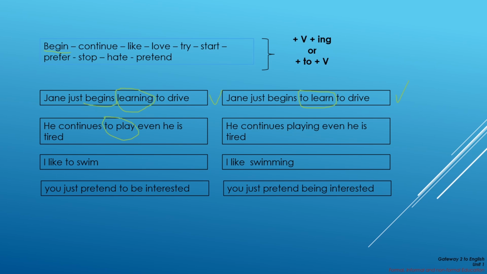The second example, he continues to play even though he is tired. He continues to play. And also we can say he continues playing even though he is tired. The verb continue is followed by the gerund playing. I like to swim, with the to infinitive. I like swimming, with the gerund. You just pretend to be interested. So the verb pretend is used with the full infinitive to be. And also you can say you just pretend being interested. Pretend is followed by the gerund being.